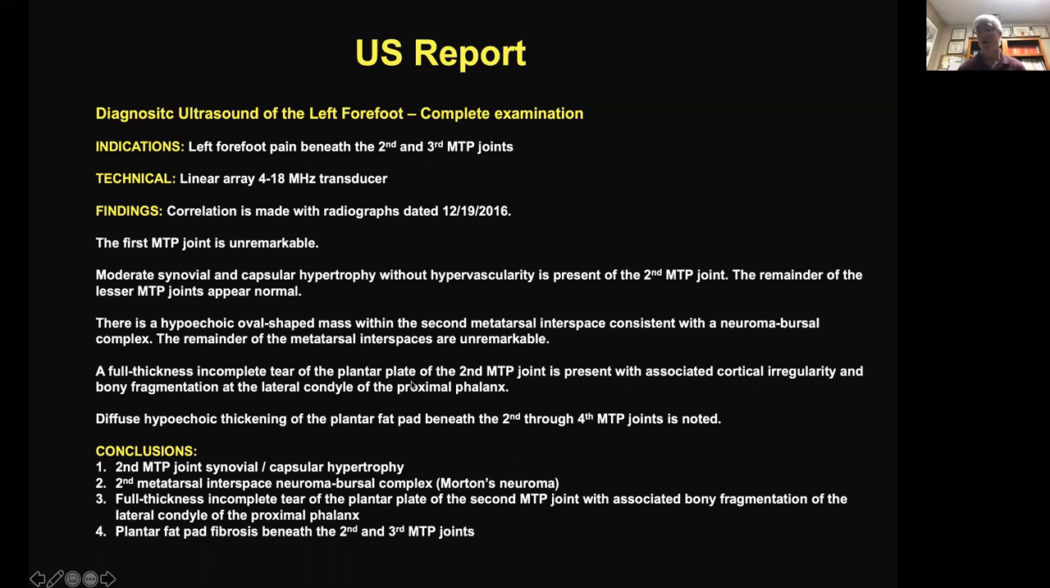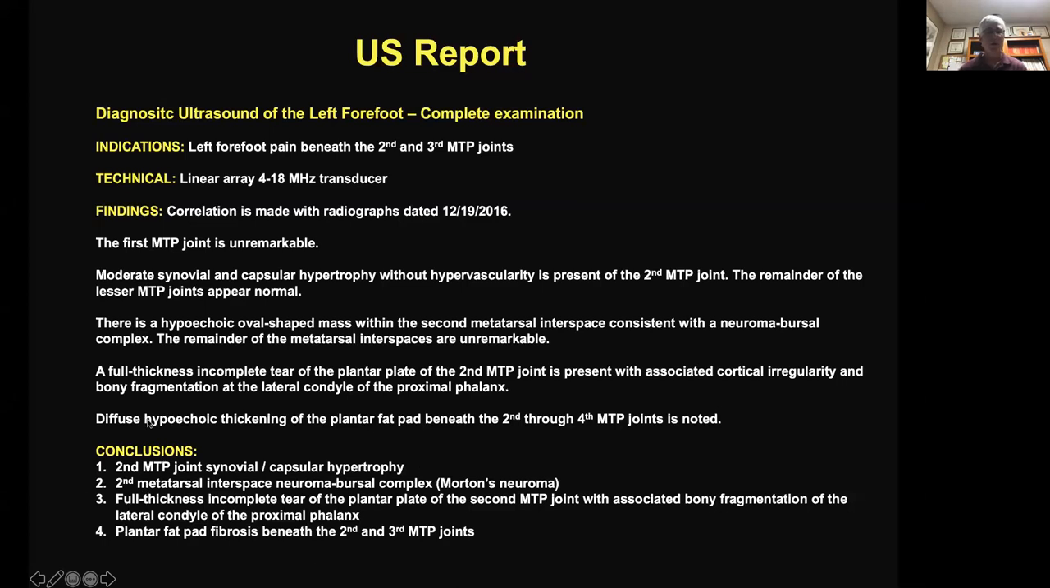Now in that companion case in that runner I saw a couple days ago, I would put down, this correlates with the maximal area of tenderness with sonopalpation. In this case, there was so much going on and symptomatic from the neuroma, from the plantar plate tear, from the fat pad. I didn't put that, but I often will put, especially with metatarsalgia, where the maximal area was with sonopalpation, because asymptomatic neuromas, asymptomatic fat pad changes are common. And then I mentioned diffuse hypoechoic thickening of the fat pad.